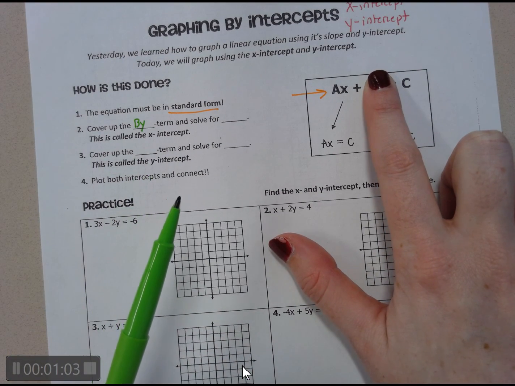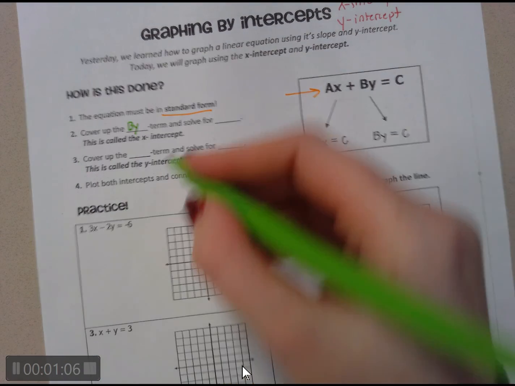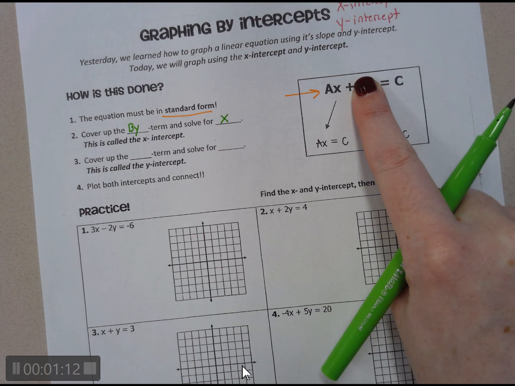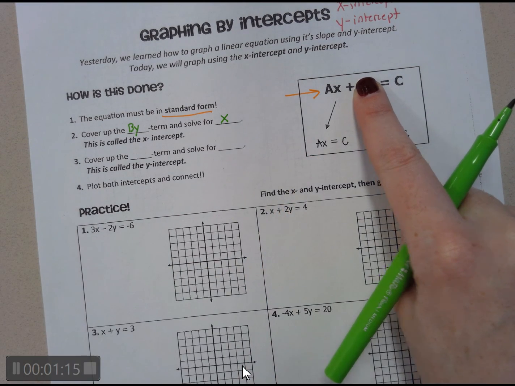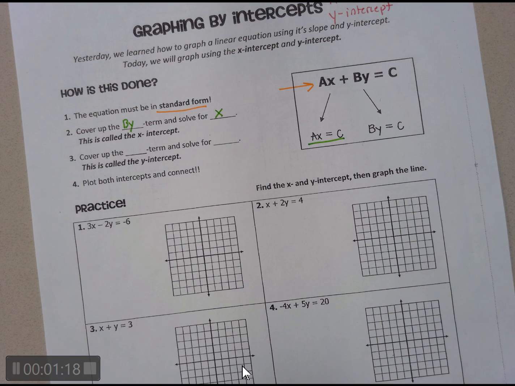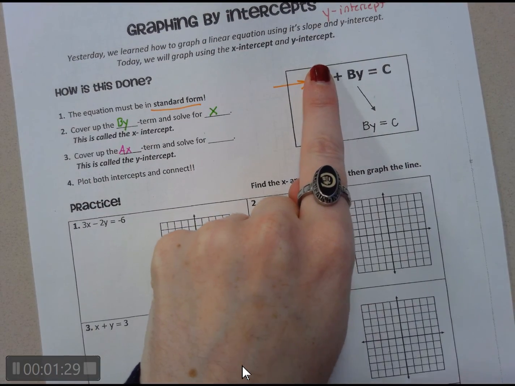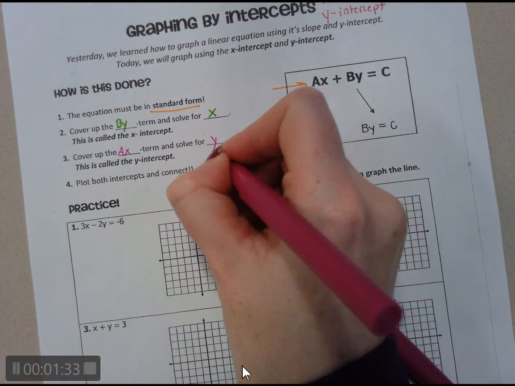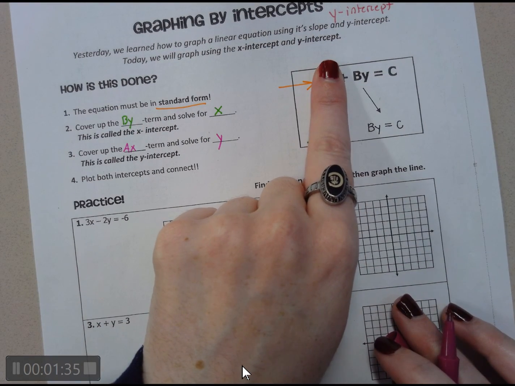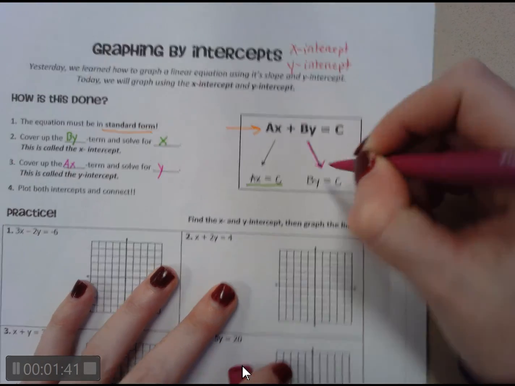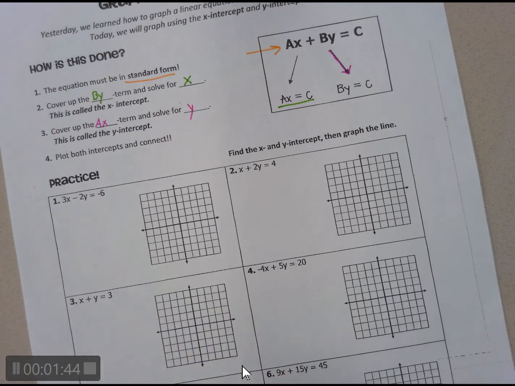And then we're going to solve for x. Okay, so if we cover it up, we are going to have that ax equals c. And our a and our c will actually be numbers. Okay, all right. And then we are going to cover up the ax term, so anything with an x in front of it. Okay, and we are going to solve for y. And that's how we get the by equals c. Okay, so I'm gonna make this a little bit more colorful for you guys so you see where things are coming from.